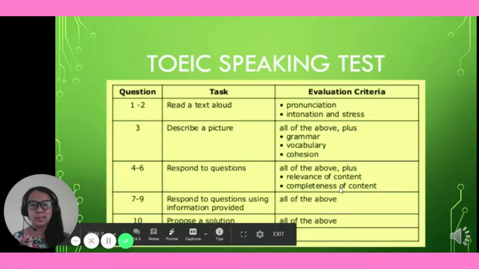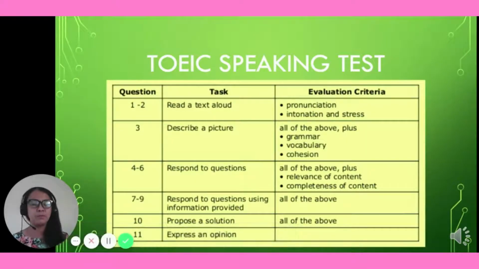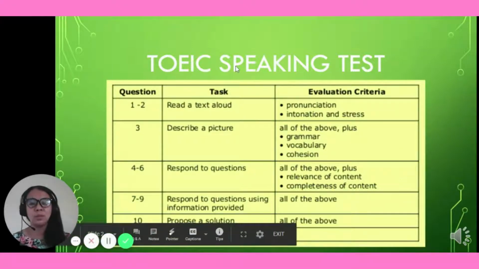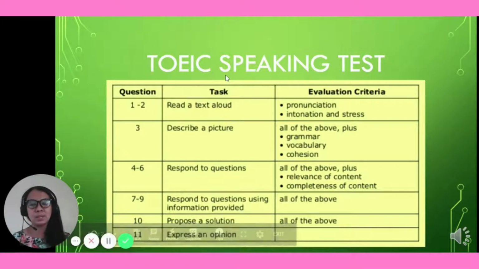Before we move on to the next lesson, we're going to review first what we discussed in the previous video. And one of them is the content of the Toeic speaking test. In the Toeic speaking test, you are going to complete 11 tasks within 20 minutes. And for questions 1 to 2, the task is to read the text aloud.